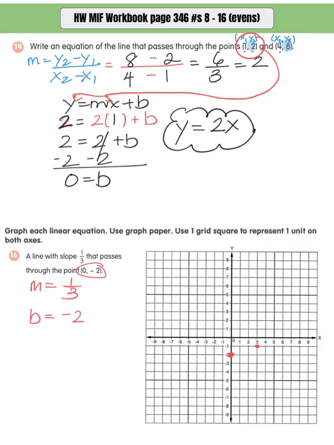Up 1, 1, 2, 3. We can go down from the y-intercept, down 1, and left 1, 2, 3, down 1, 1, 2, 3. Okay, and then now you're going to connect the dots, and you are done.